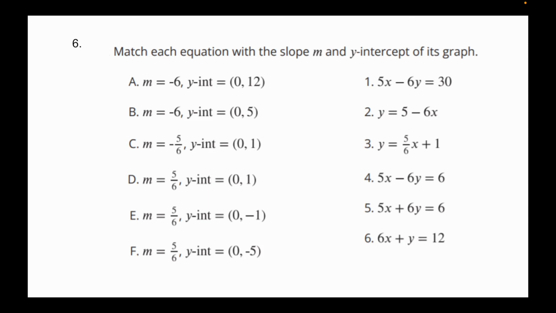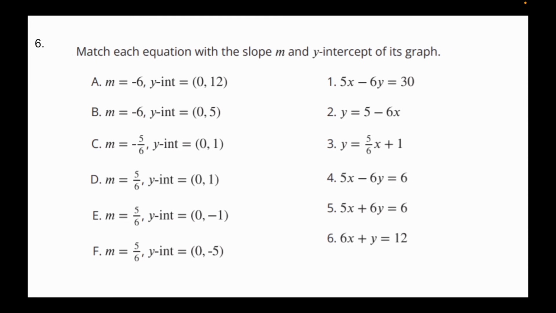For number 6 here, though, we are going to match each equation with the slope and y-intercept of its graph. I do see a couple here that I might want to do first, ones that are already in what looks like slope-intercept form. So that looks like number 3, and it looks pretty close to this one, although not quite slope-intercept form. So let's match those up first, because I can see that this right here is definitely slope-intercept form. I have mx and plus b, where b is my intercept.